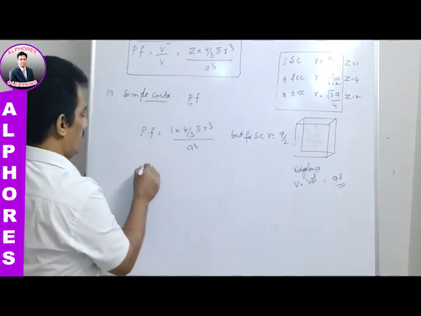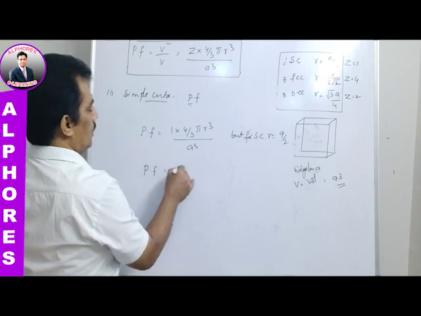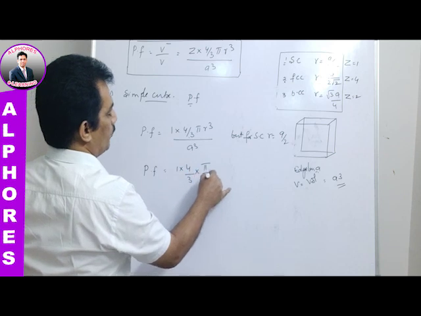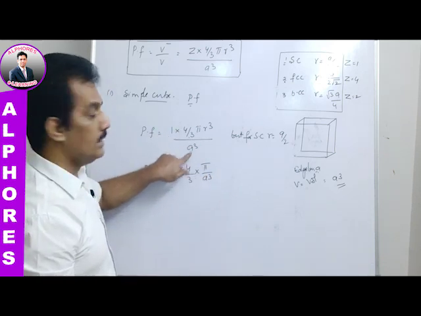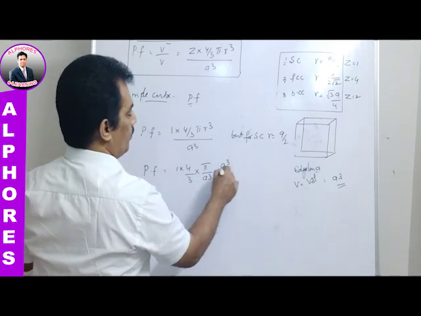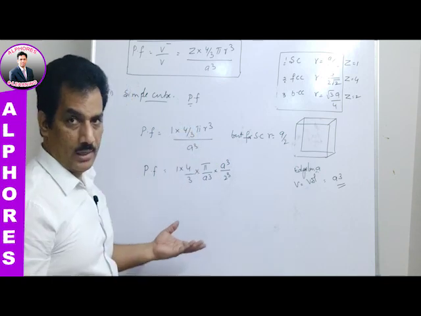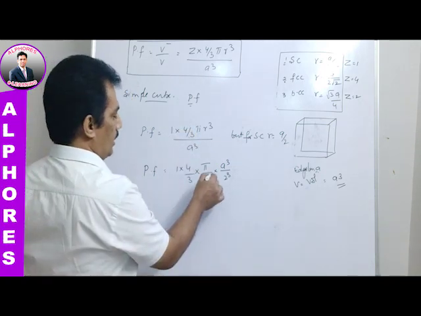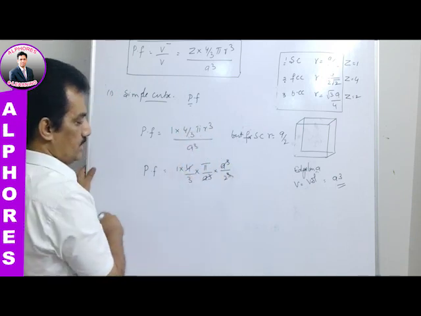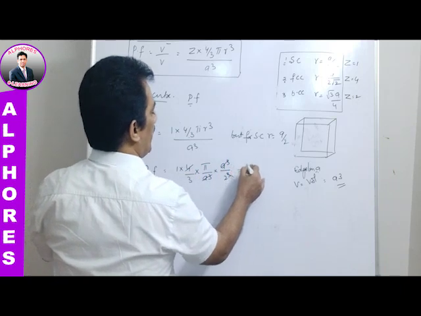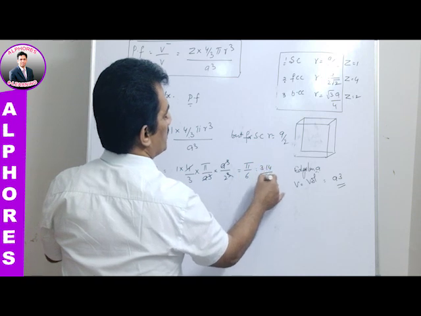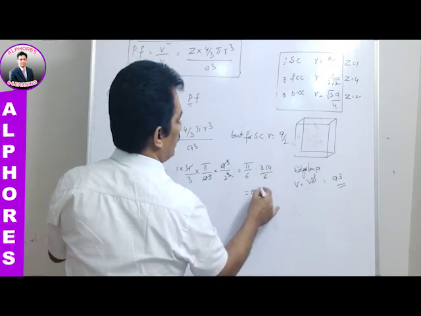Let us substitute. Packing fraction is equal to 1 into 4/3 into π by a³. This one I am writing. And r is nothing but a by 2, so a³ by 2³. We can write it like that in a simple manner. And now a³ gets cancelled, and here the cube of 2 cancels with this. Now what we are getting is π by 6, that is 3.14 by 6, which is equal to 0.52.